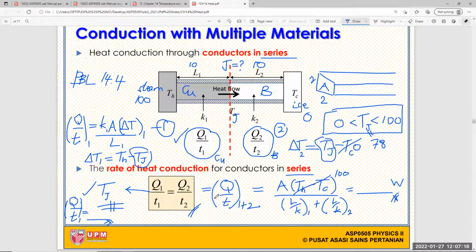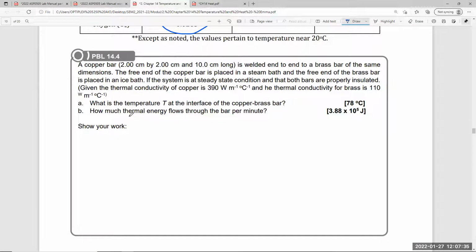So that is what we call heat transfer in series, directly using two metals, and it is always equal. If there are no questions, try that one. And finally, the question. If you look at the question, the question here is how much thermal energy?